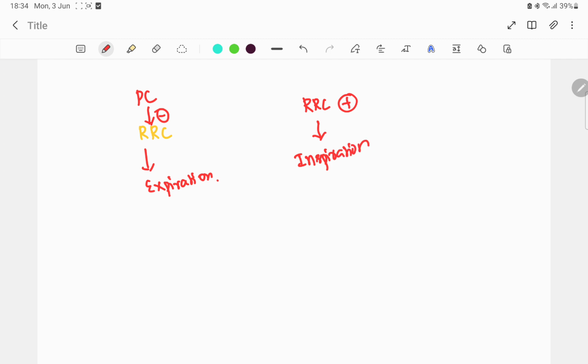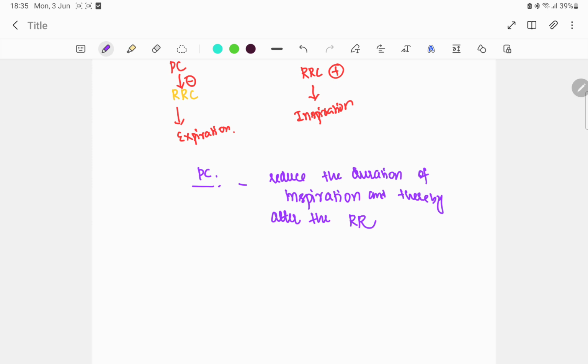It is going to decide the duration of the inspiration. So the key point is there in the CBSE textbook. It is very important. So what is the function of the pneumotaxic center? It is going to reduce the duration of the inspiration and thereby alter the respiratory rate. Respiratory rate, we all know, is 12 to 16 breaths per minute.